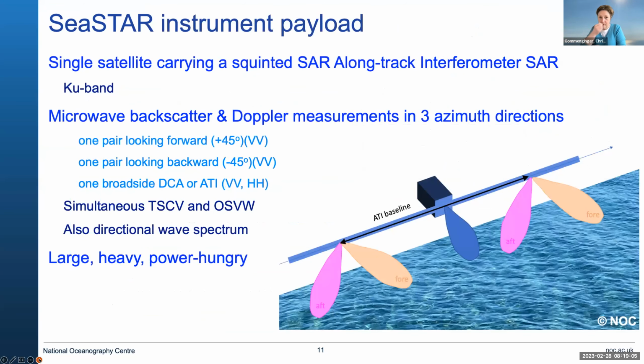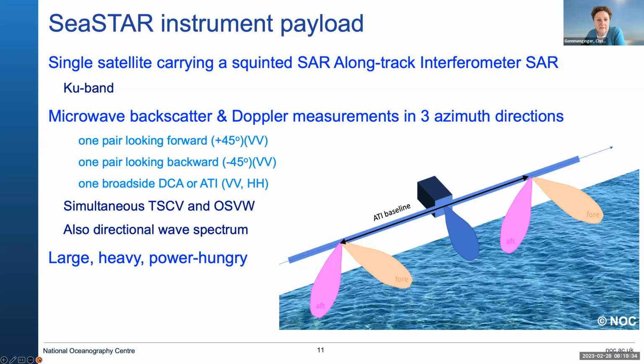Okay, so a few words about the payload. The principle behind SEASTAR is based on along-track interferometric SAR, synthetic aperture radar. So it's a radar operating at Ku band. It's a single satellite, so it's not like Harmony, which you may have heard of, who is also doing some along-track interferometry, but using 2 satellites.